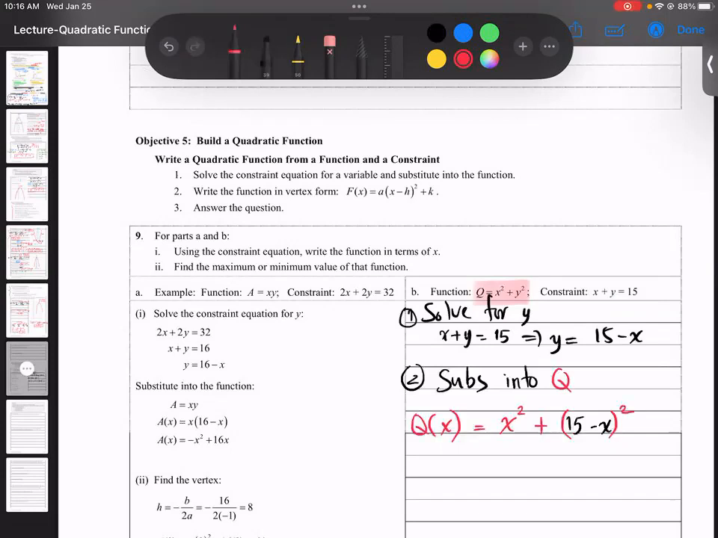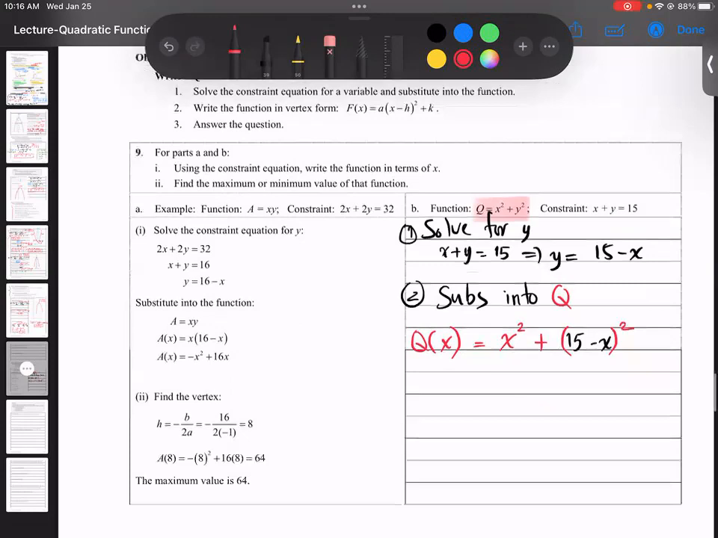So far, so good. And then you expand it out. So x squared plus, and this part right here, you're gonna write it into two binomials and then FOIL it. Erase that and do this first. So 15 minus x times 15 minus x. 15 times 15, that's 225. Minus 15x minus 15x plus x squared. So 225 minus 30x plus x squared.